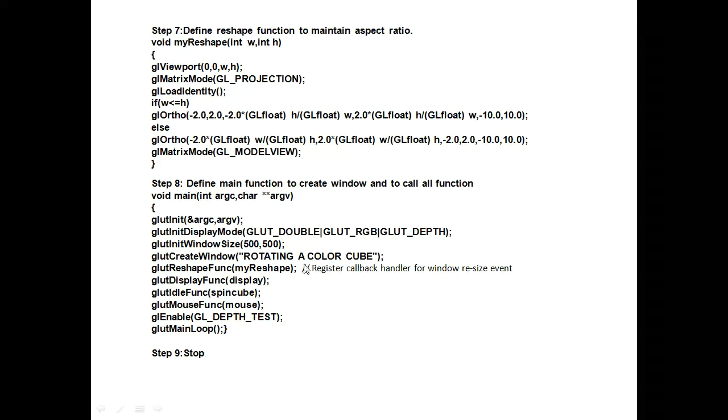Whereas glutReshapeFunc registers the callback handler for the window resize event. You'll see this myReshape. We'll go to myReshape. Already you know this: what is the viewport, matrix mode GL_PROJECTION, load identity matrix, and how the current matrix is multiplied with the orthogonal matrix, that is being done in the myReshape function. Next, glutDisplayFunc: the actual object we want to display will be done in the function called display. So now we will move to the display function.